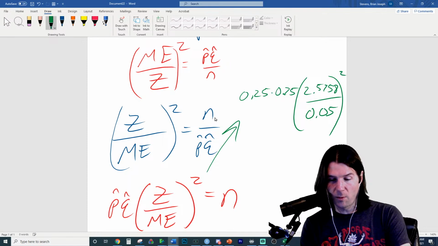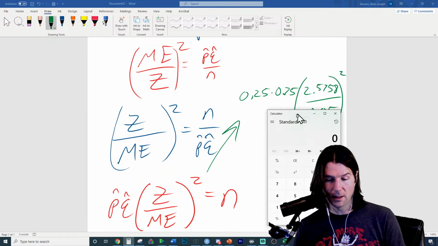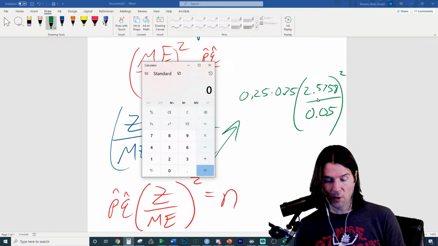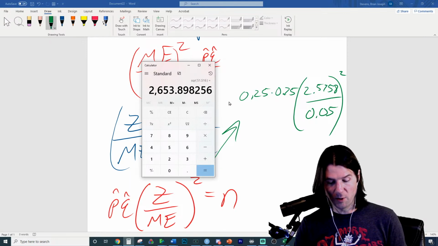Now be very careful while entering these in. Watch how I do this. A lot of mistakes happen on the entering in of it. I'm going to start with the inside parentheses portion, 2.5758. I'm going to divide by 0.05. Now I'm going to square it. I have now completed this portion right here. I'm going to now multiply by these next two. So we're going to multiply by 0.25, and then we're going to multiply by 0.75.